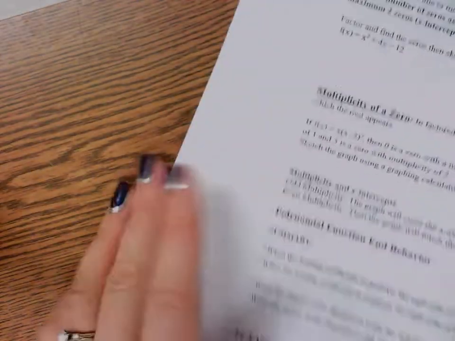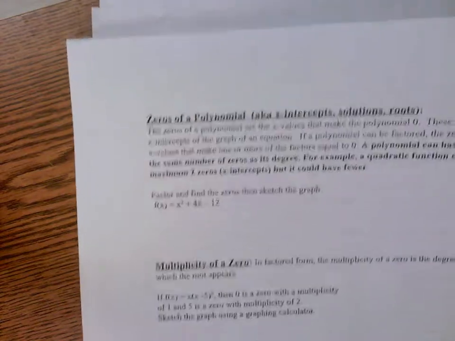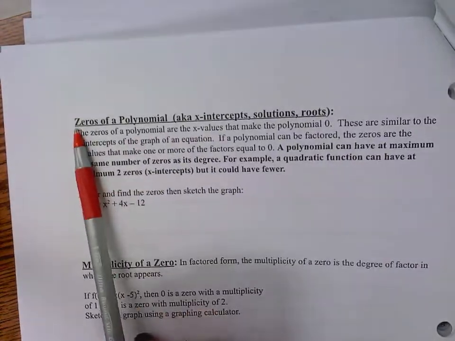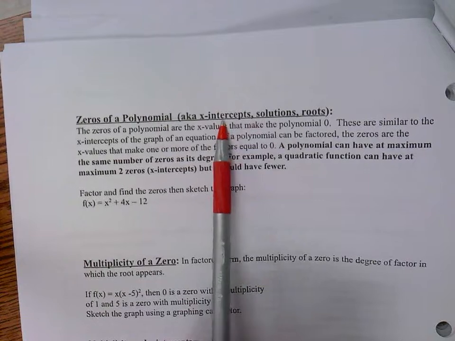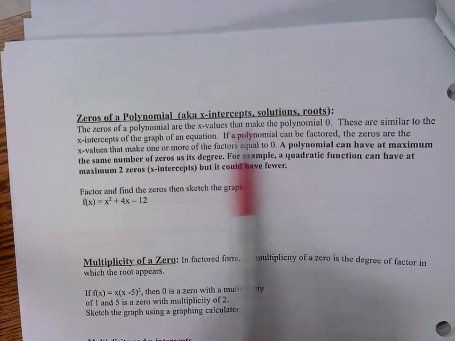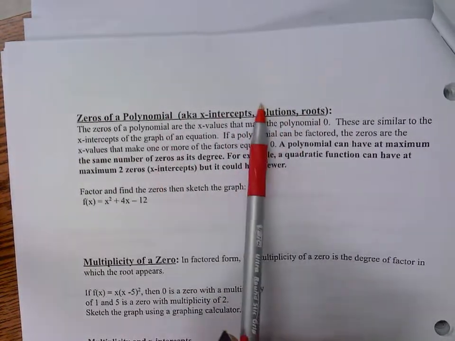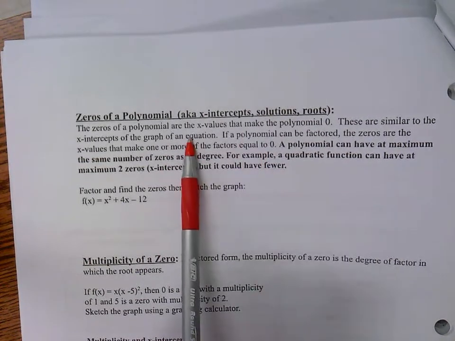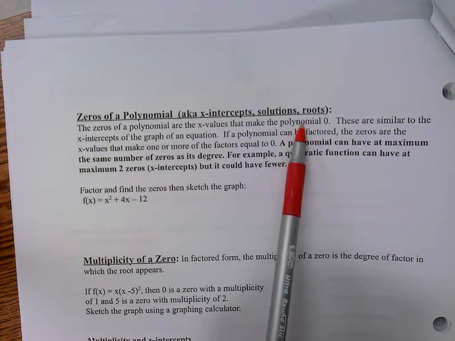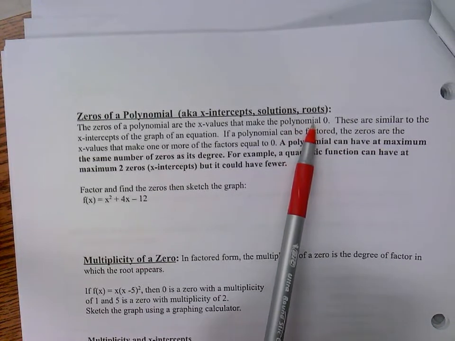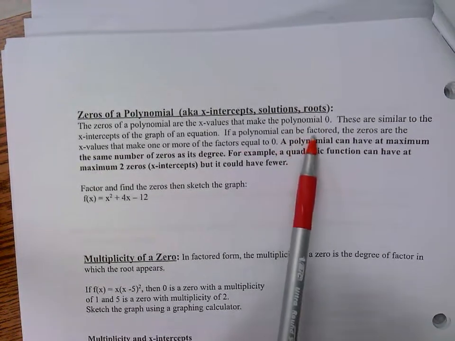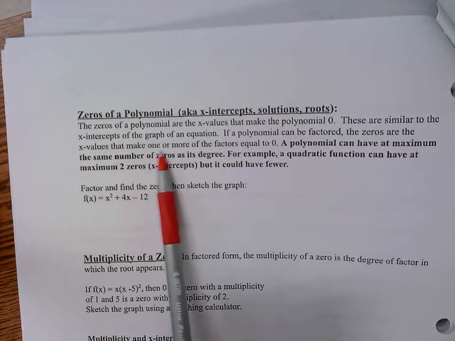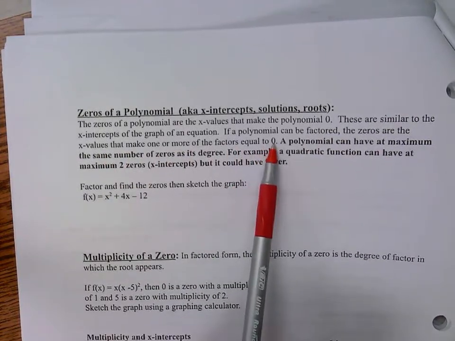All right. Here's another term to review, which we've been talking about, but the zeros of a polynomial are the x-intercepts, the solutions, the roots. Those are all synonyms for each other. So solve for all the roots, solve for all the x-intercepts. It means the same thing, the x values that make the polynomial 0. And if a polynomial can be factored, the zeros are the x values that make the factor 0.